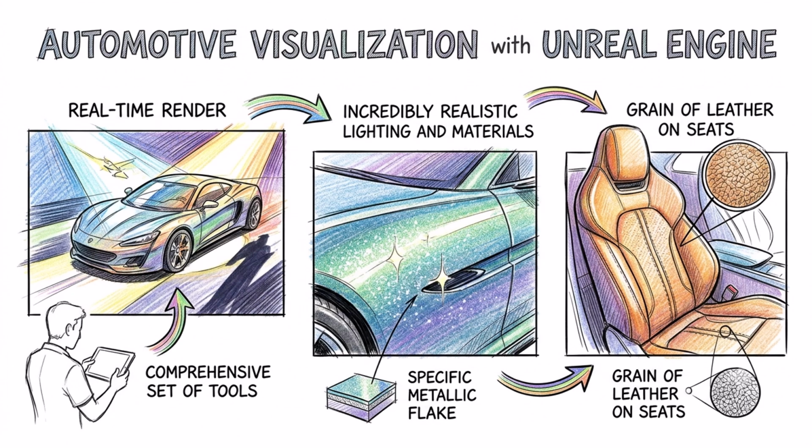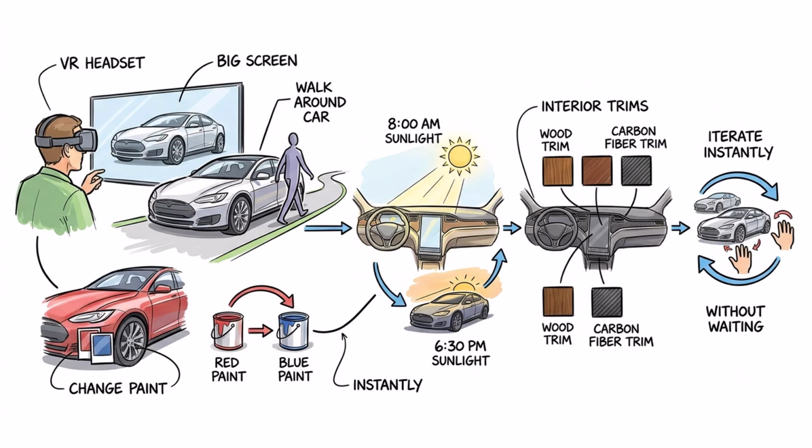Now look at automotive visualization through Unreal Engine. You have a comprehensive set of tools that can render incredibly realistic lighting and materials, like the specific metallic flake in the car paint or the grain of the leather on the seats, and it does it all in real time. So the designer can put on a VR headset or just look at a big screen and literally walk around the car, change the paint from red to blue, and see it happen instantly.